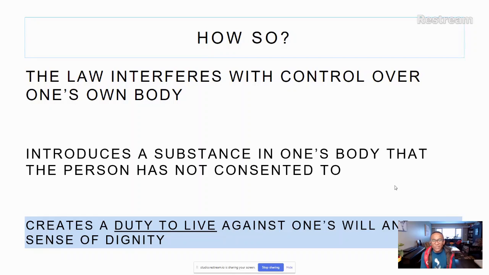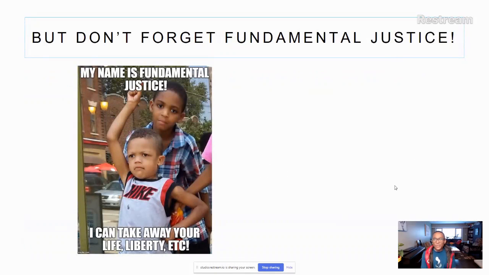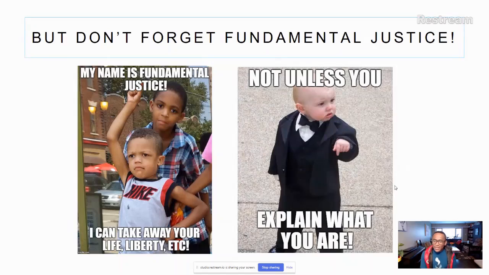So I think undoubtedly, any scheme that the government comes up with is going to violate the right to personal security. So obviously, that's not going to be the question. To my mind, the question is going to be fundamental justice, right? Because remember, fundamental justice can take away your life, liberty, and personal security. So that's going to be the question. So we've got to figure out what fundamental justice is, since it's so important. What the hell is fundamental justice?